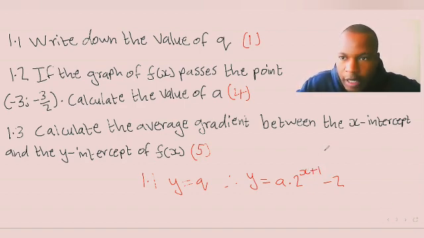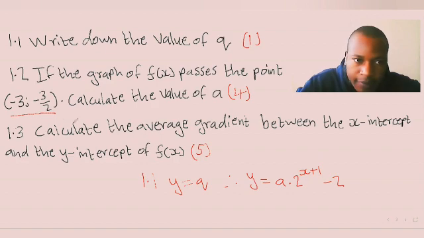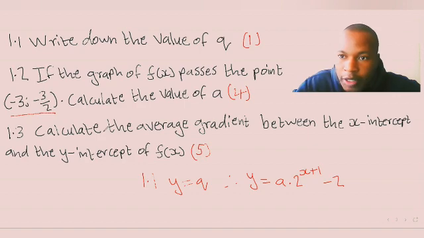Now 1.2 asks, if the graph of f of x passes through the point -3 is to -3 divided by 2, that would be the point on the graph itself, it wants us to calculate the value of a. a in this case would be the only unknown. So we can just sub in the point itself, the y as well as the x, to find a. Let's do so on the next page.